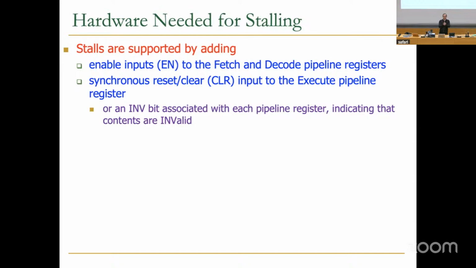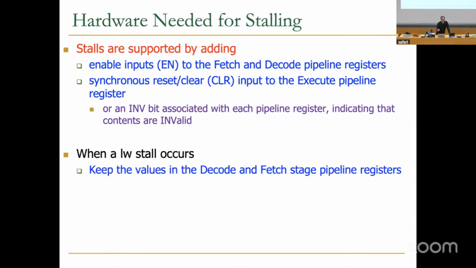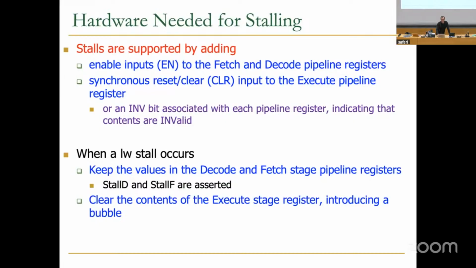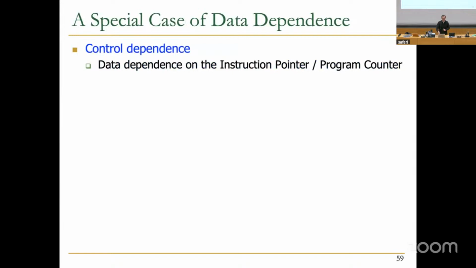If you're stalling, you cannot move, but something else needs to move to the next pipeline stage, and that's a no-op. Okay? This is very similar to a compiler inserting a bubble, which is a no-op instruction, but the hardware is inserting it right now. So when a load word stall occurs, you keep the values in the decode and fetch stage pipeline registers, stall D and stall F are asserted, and you clear the contents of the execute stage register introducing a bubble. Okay, flush is also asserted, but I'm not going to go into that. So your book actually does a good job covering this if you are interested in learning more. But I've covered essentially everything you need to know.